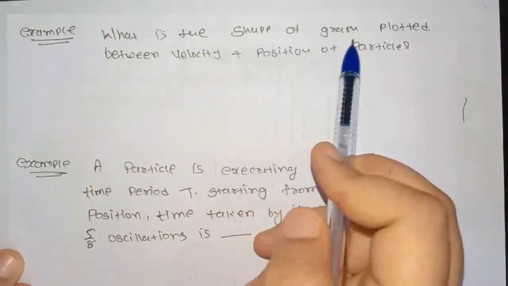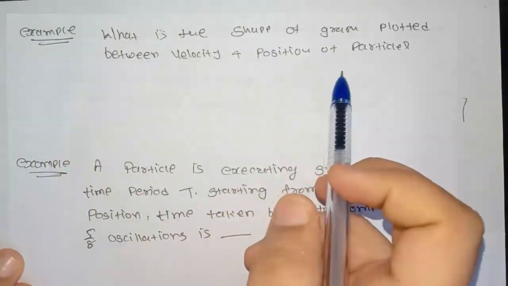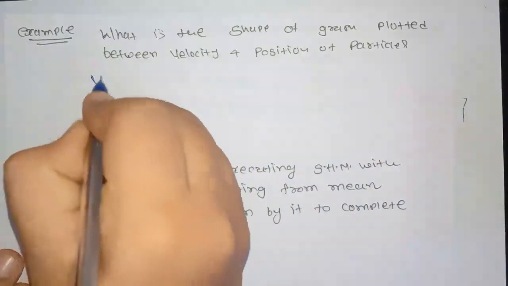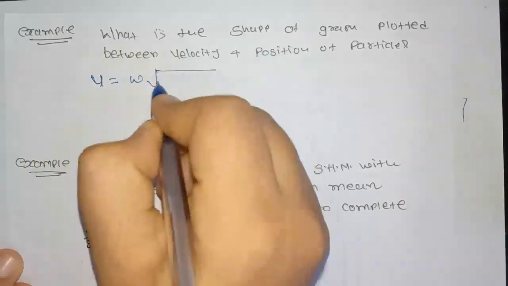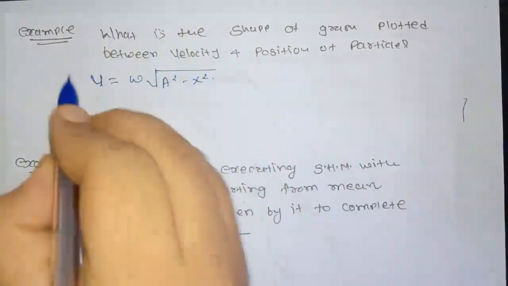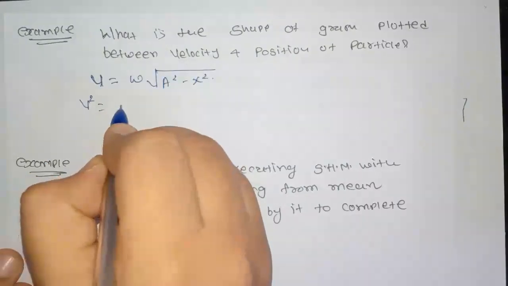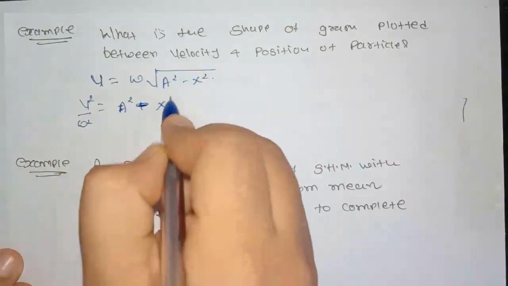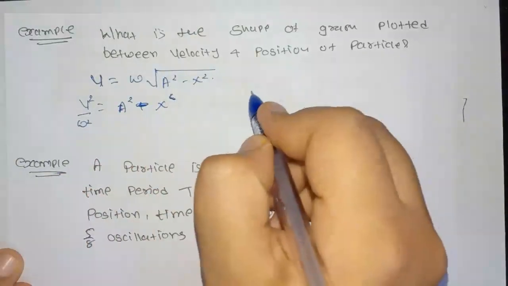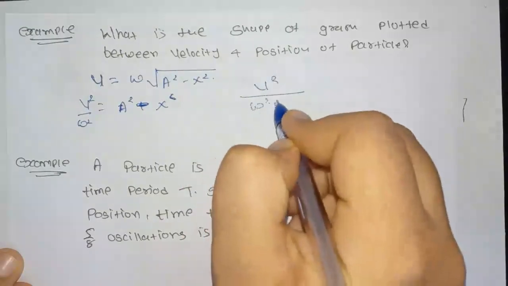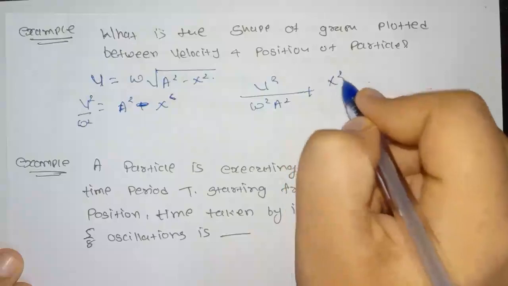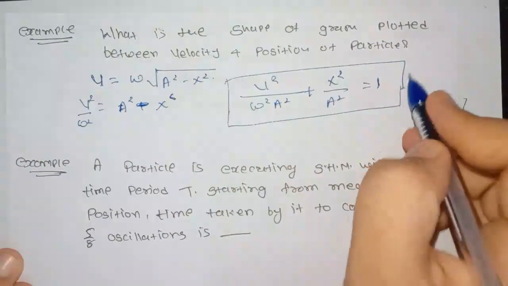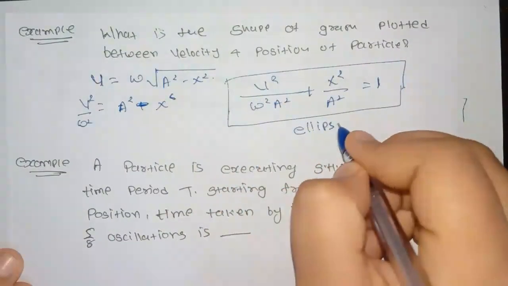Now, what is the shape of graph plotted between velocity and position of particle performing SHM? The relation between velocity and position is v is equals to omega under root a square minus x square. So we can write v square upon omega square is equals to a square minus x square. So v square upon omega square a square plus x square upon a square is equals to 1. This is the equation of ellipse. So the graph will be ellipse.